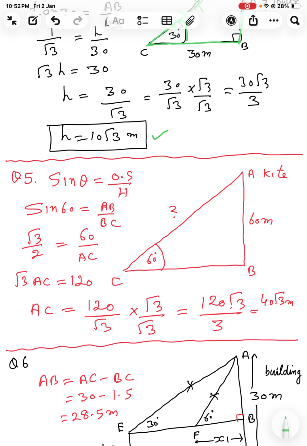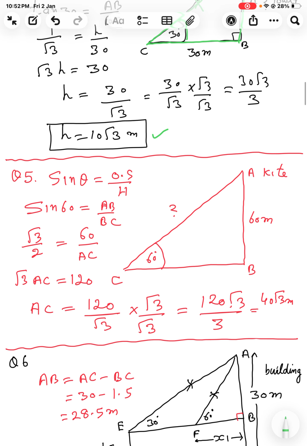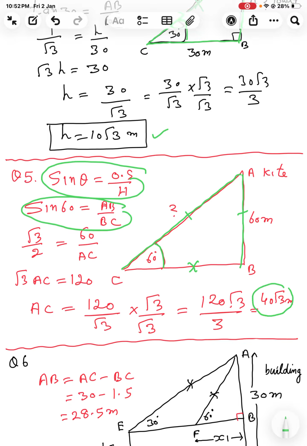In question 5, a kite is flying at a height of 60 meters above the ground and making an angle of 60 degrees. We have to find the length of the string. The opposite side is given and the length of the string we have to find. No role of adjacent side. Then apply sine theta, that is sine 60. After solving, the answer is 40 root 3 meters.